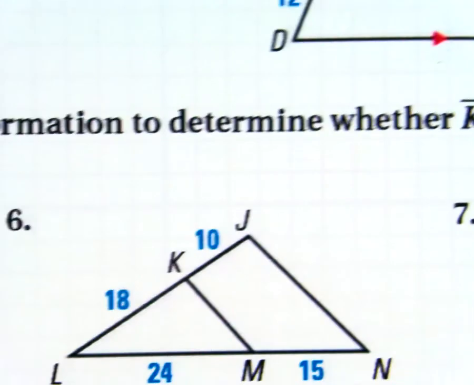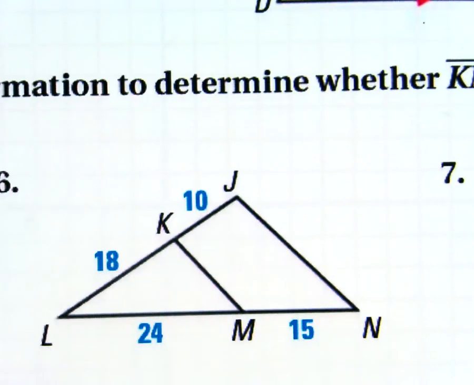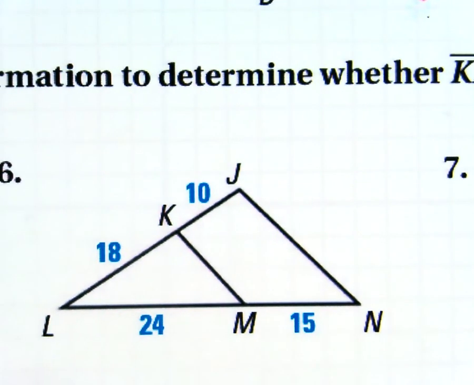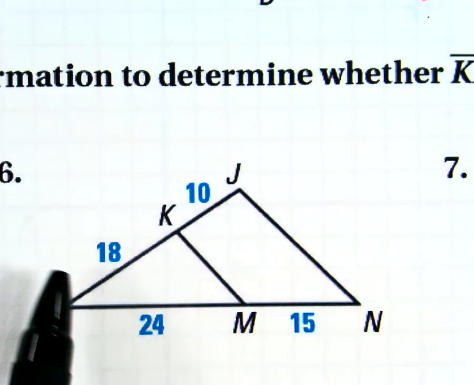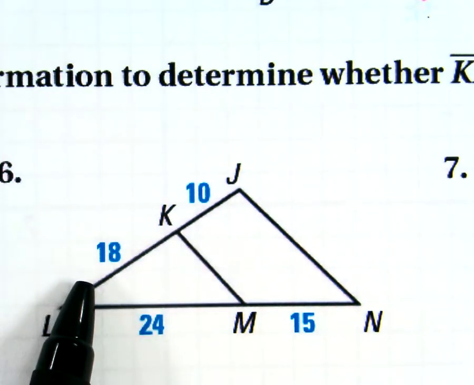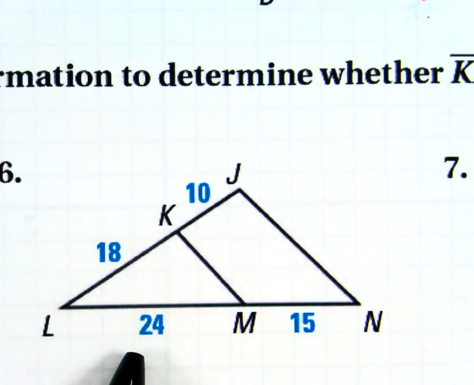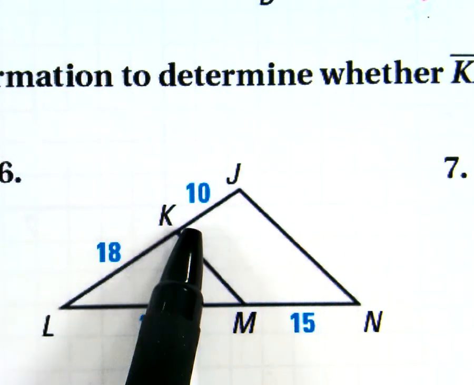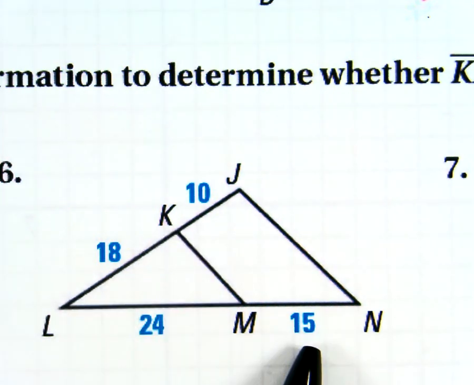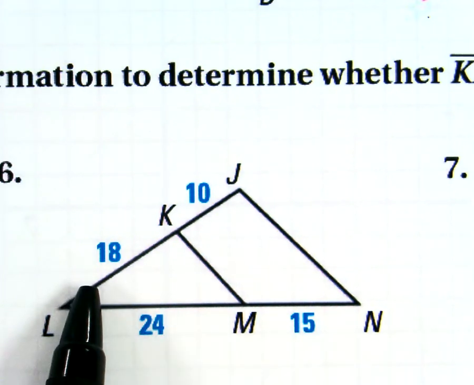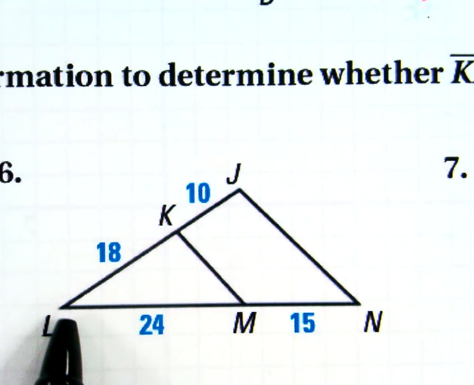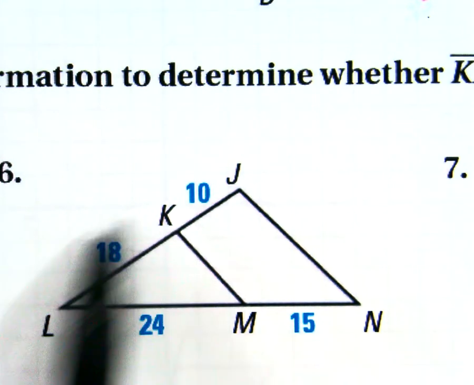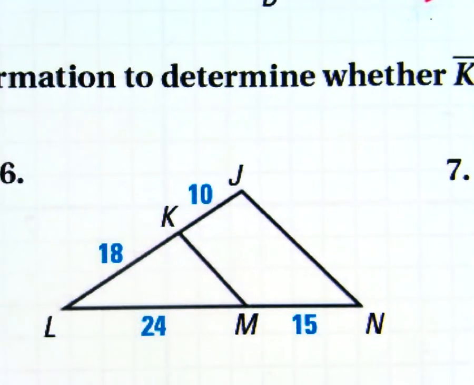So again, we got this one. Is it parallel? 18 is to 24 as 10 is to 15. Well, 18 and a half more is 24. 10 and a half more is 15, so it's the same rate. It's times 1.5 or times 3 over 2 will get us to it. So yes, these are parallel.